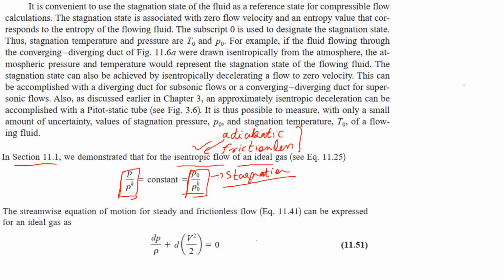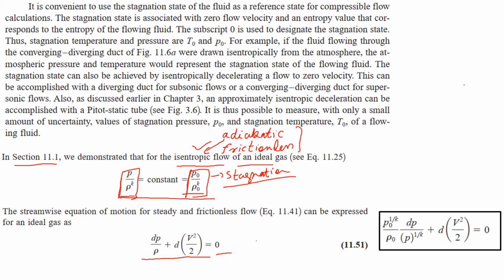Next we will use the streamwise equation of motion. That was the Bernoulli equation, in which we eliminated the rho dz term, because the elevation terms are not that dominant in this study, so we neglect that term, and after neglecting it we were left with these terms only. By combining this equation and this equation, we will get this term right here, and then again we will use this term in combination with some other equations.